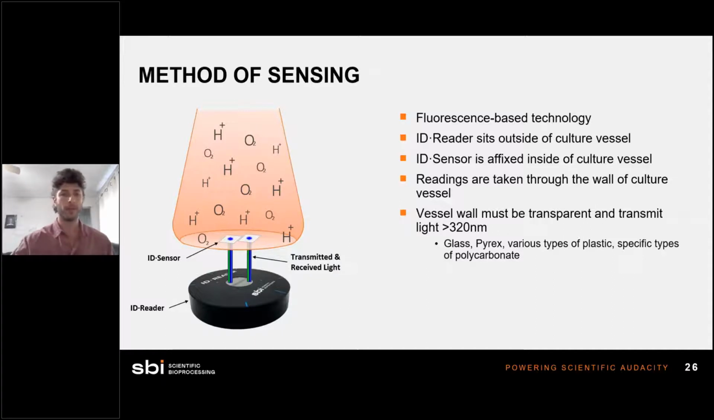And the really, really cool thing about this is that these sensors have nothing that connects them to the outside world. Once they're in the culture vessel, there are no wires or anything like that. You close the culture vessel, you never have to open it again. There's nothing that could introduce contaminants, so it's considered minimally invasive, and it's really easy to use because of this.